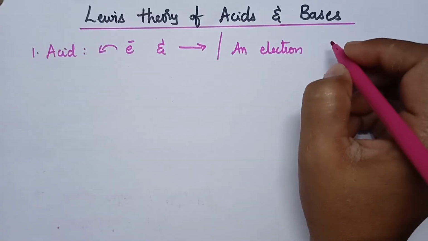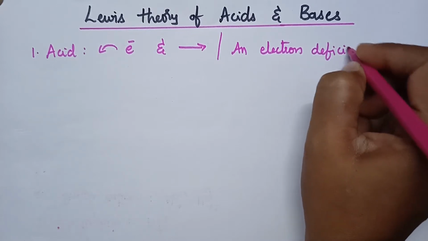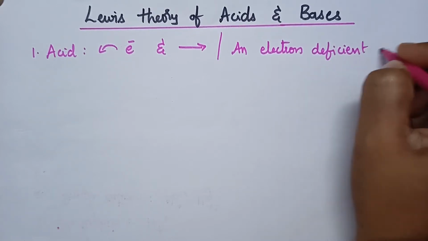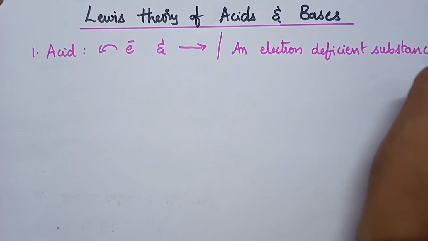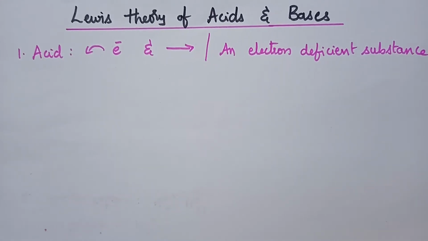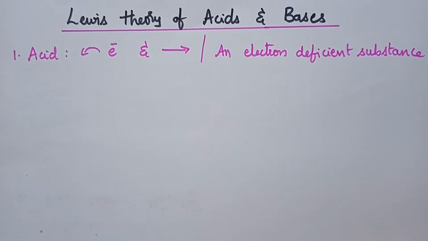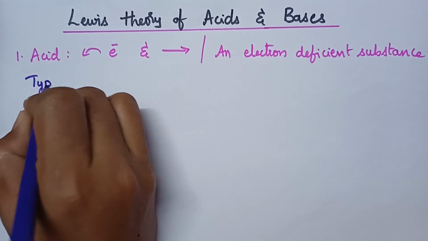So what is meant by a Lewis acid? It is an electron deficient substance. Coming to the examples of Lewis acids, generally Lewis acids include several categories. So let us consider the types of Lewis acids.